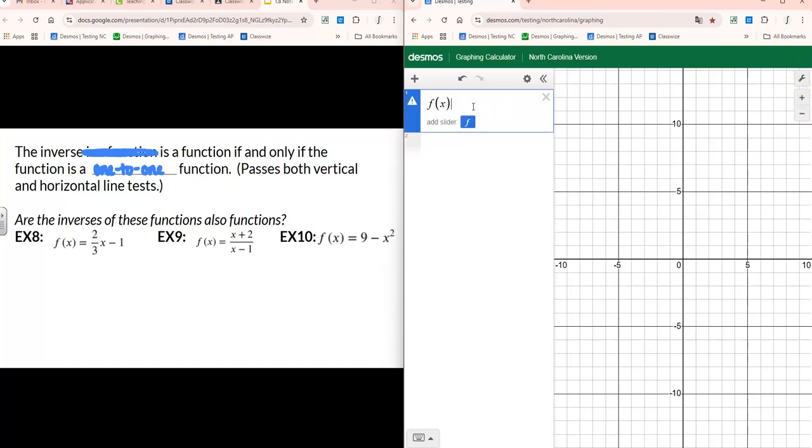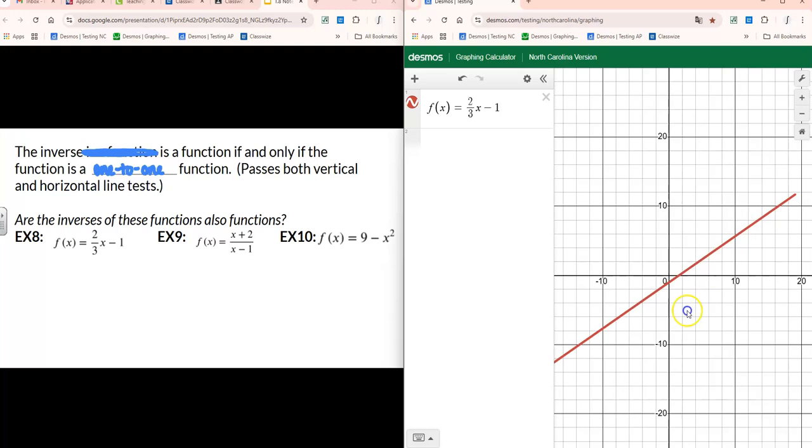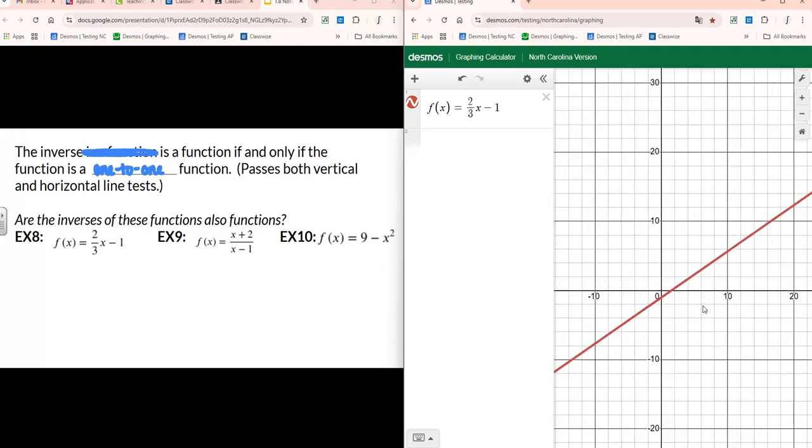So what we can do is just graph the original function. So f of x equals 2/3 x minus 1. And we can look at that graph. Is this graph going to be a 1-to-1 function? Yes, that passes the vertical and the horizontal line test. So if I have a 1-to-1 function, the inverse is also a function. So this one would be a yes. Okay.